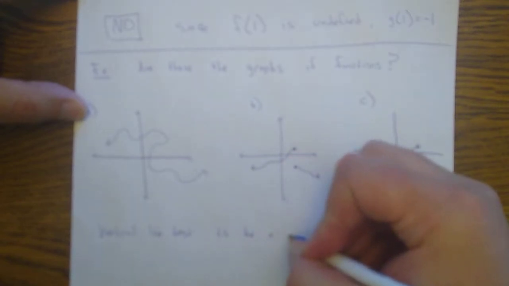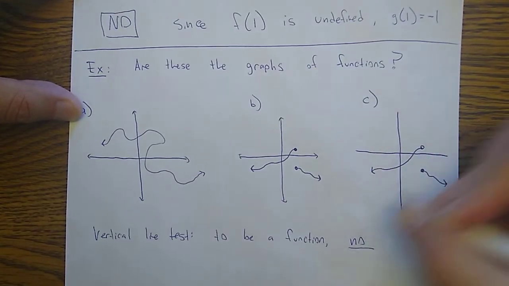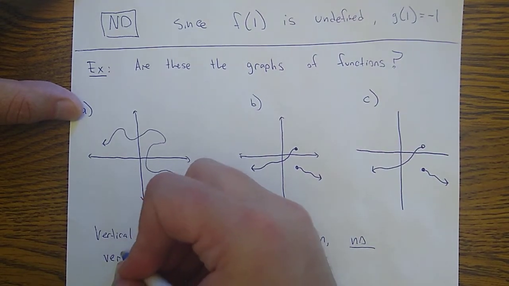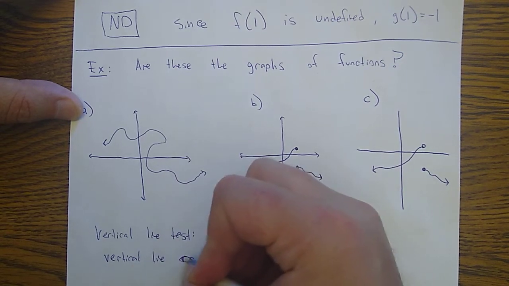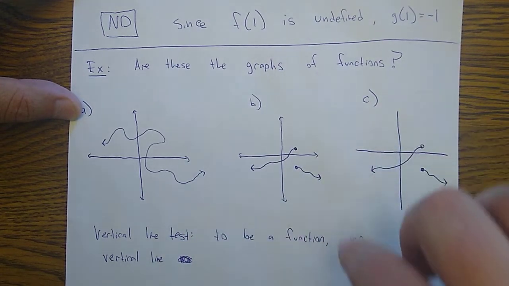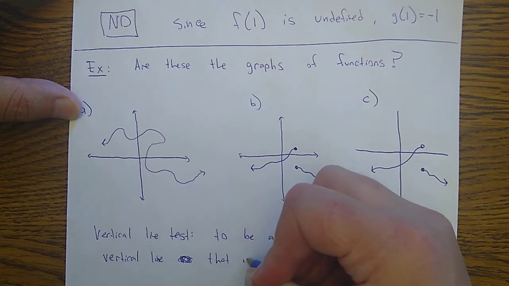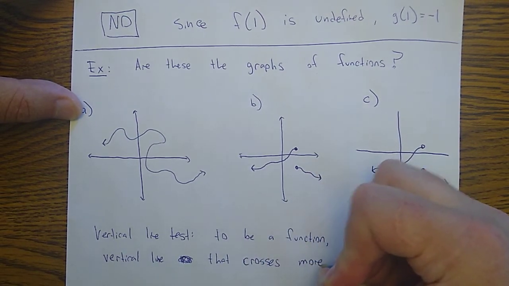To be a function, it should not be possible to draw a vertical line that crosses more than once.